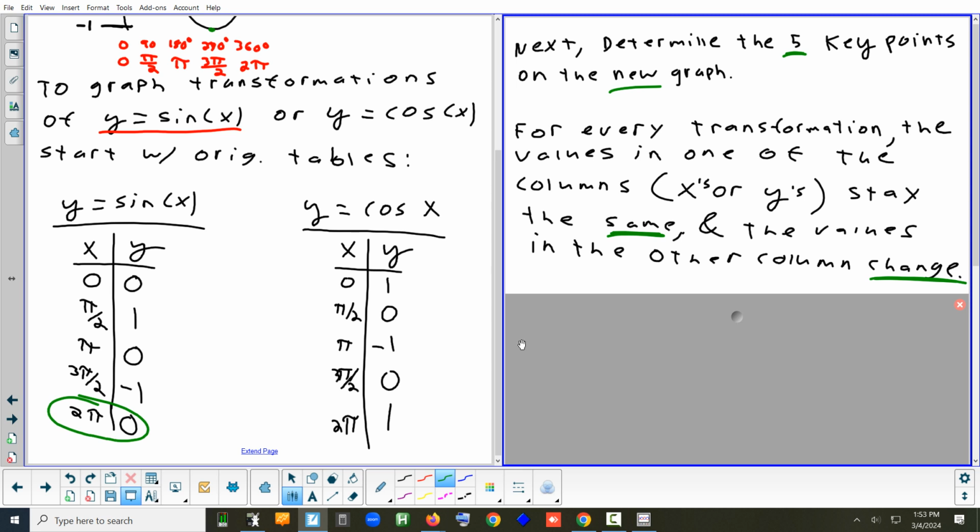Now, if I gave you a problem where you shifted, say, up and left at the same time, then they would both change, the x's and the y's. It's not that you can't do that. It's just something in this class that we don't get into.